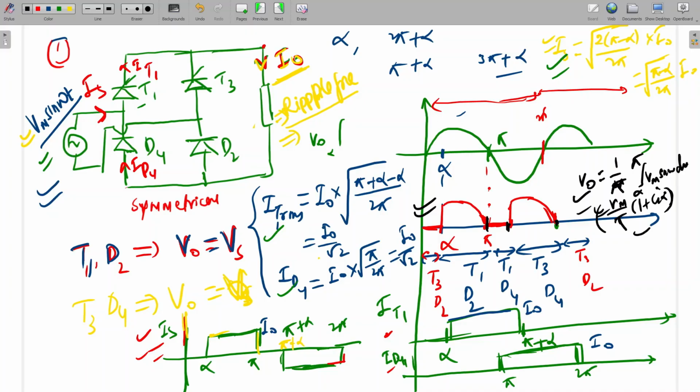Is it clear? Yes, sir. Either it is DC or AC, anything we can calculate. This waveform is there. If you do the Fourier analysis, it will have some DC value also. It will have harmonics also.